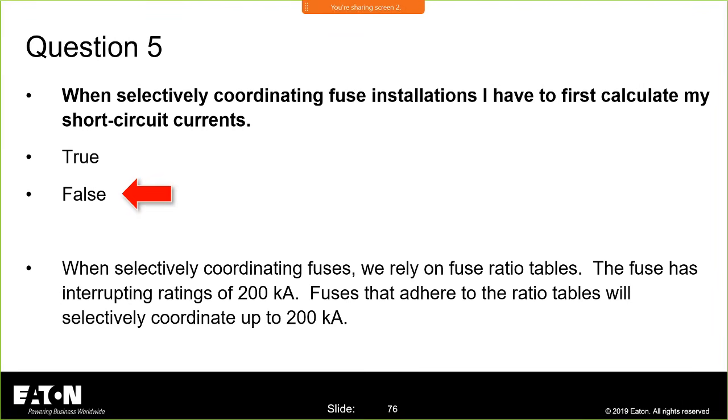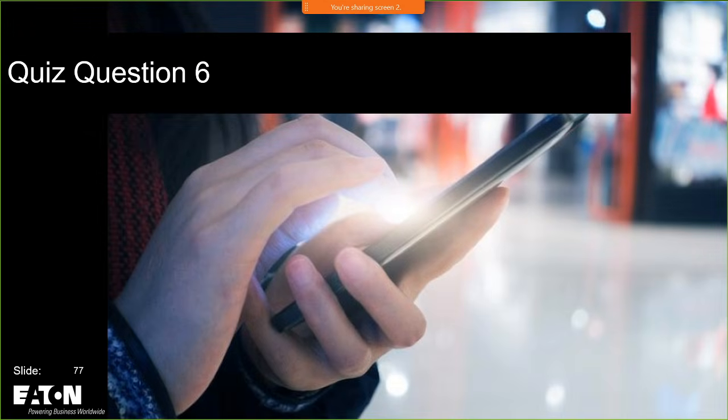So, if you're not using any type of software to do your selective coordination studies, you probably should be using fuses and maintaining 2-to-1 ratios. Most of your large design firms and whatnot have people on staff to do this, but it's important that you pay attention to that, especially if it's a code requirement and if it's a design goal of your customer.